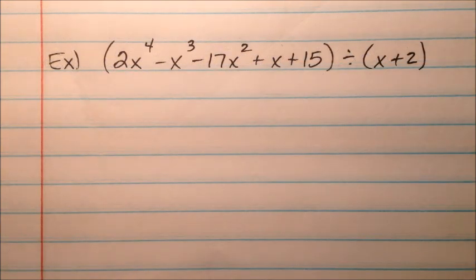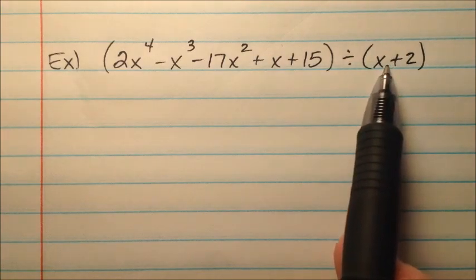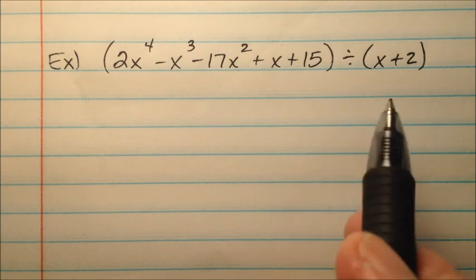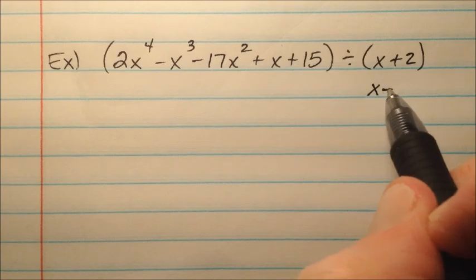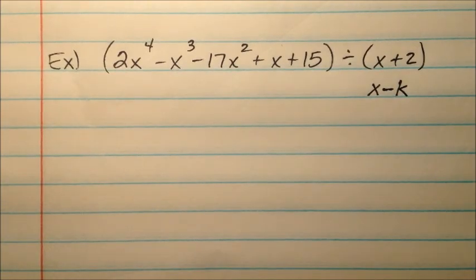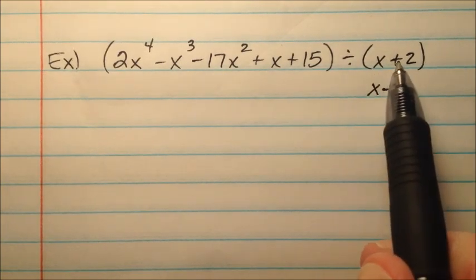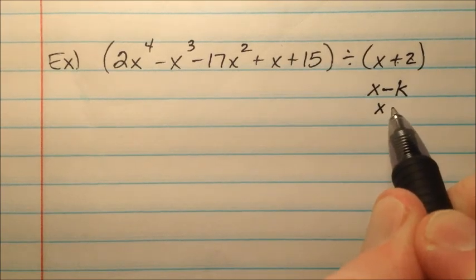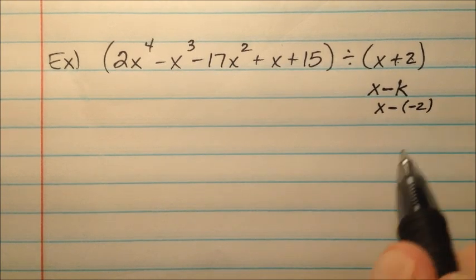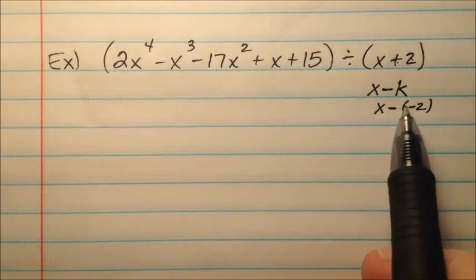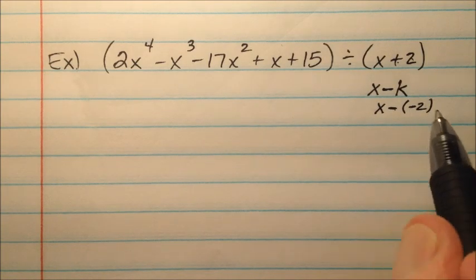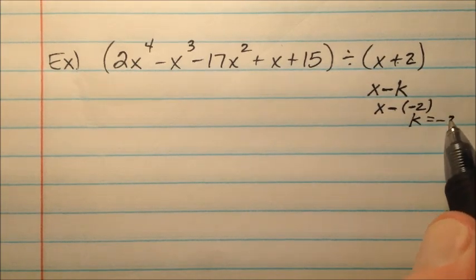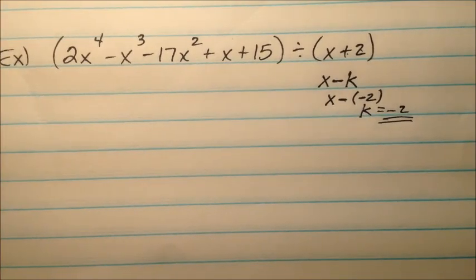In the first example that we did, it came out really nice. So our x minus 3 was actually a factor of my original polynomial. Well, let's see if it doesn't come out nice, and if we have a remainder, kind of what that looks like. So my divisor here needs to be in the form x minus k. Right now I have x plus 2, so that's really kind of like x minus a negative 2, because the negative and a negative make a positive here. So now my k value equals negative 2.